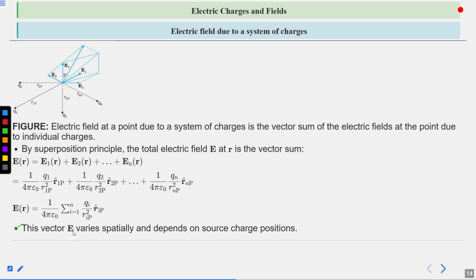The electric field is a vector that varies spatially and depends on the source charge position. Clear?